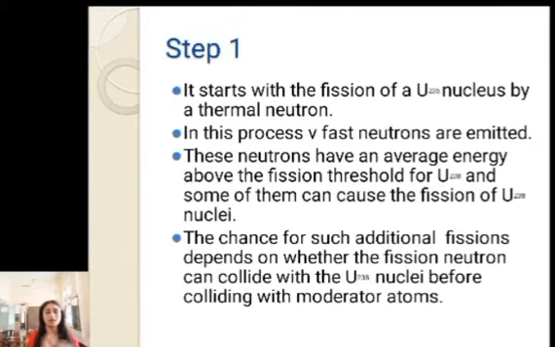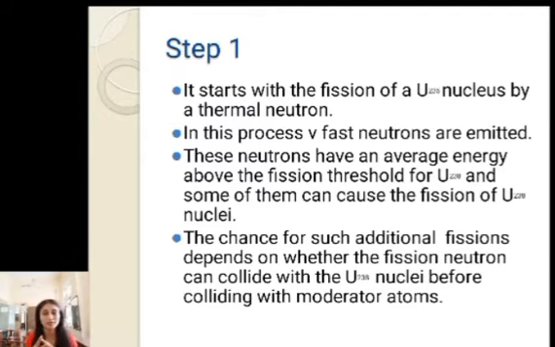So step 1. Now this neutron cycle is very important. You may find it a little difficult, but it is very easy. So first step, we will start with the fission reaction of uranium-235. Uranium-235 undergoes fission with thermal neutron.